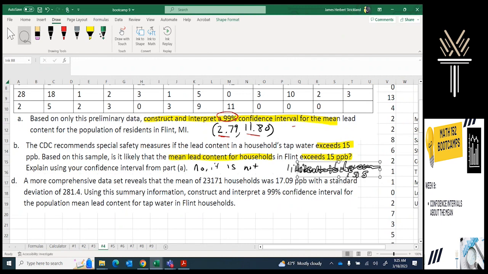Now, do we know what it is? No, it could be down as low as 2-ish, or it could be as high as almost 12. So it appears to be possible that it's dangerously close, but it does not appear to be on average over 15. So if you found all the houses in Flint, Michigan and measured all of their water, it's most likely not going to be over 15.